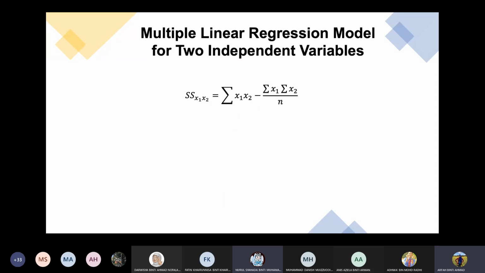Okay. So then kita kena kira sum squared bagi X1, X2. That mean dapatkan hasil darab X1 darab X2.